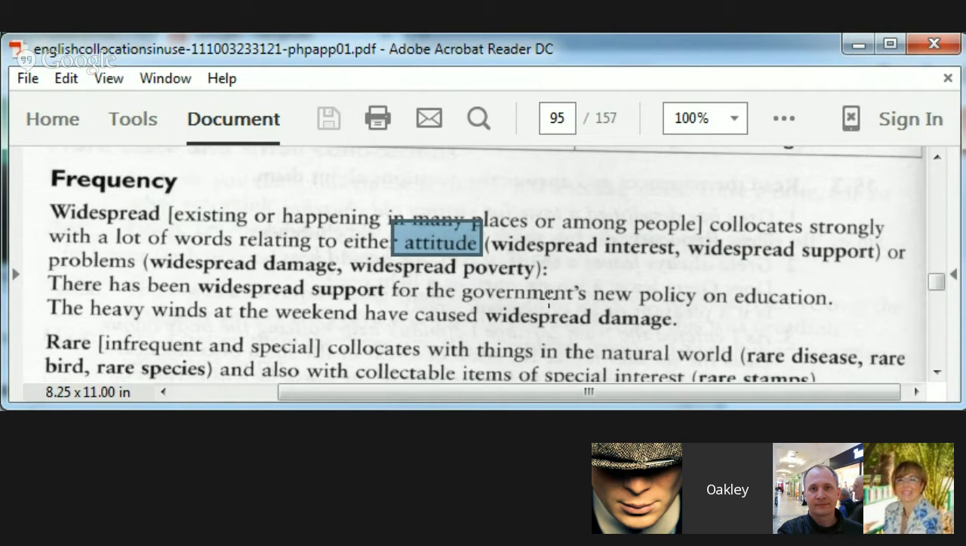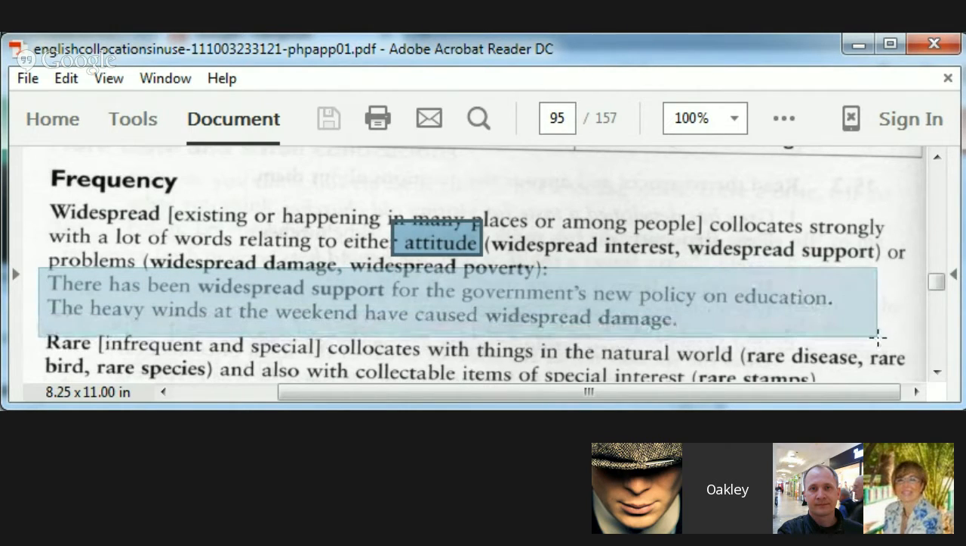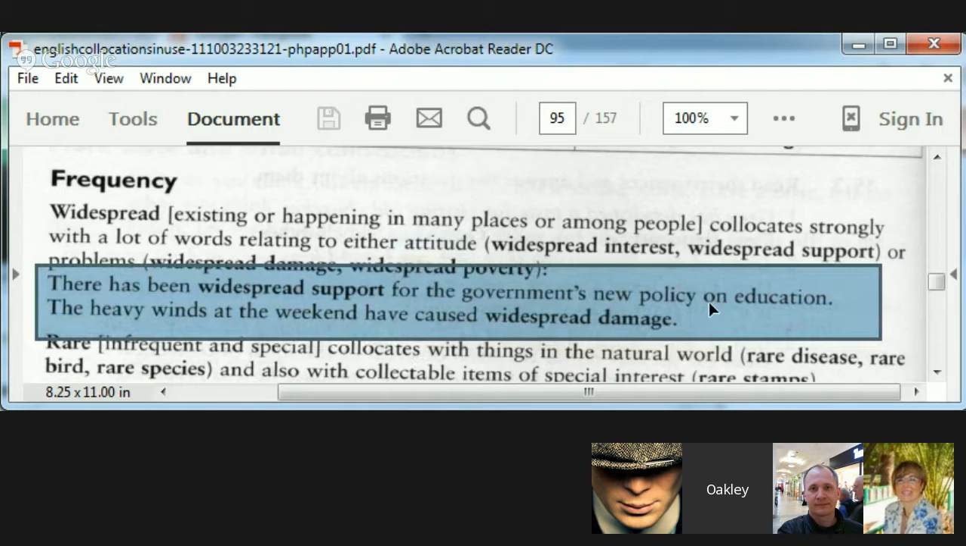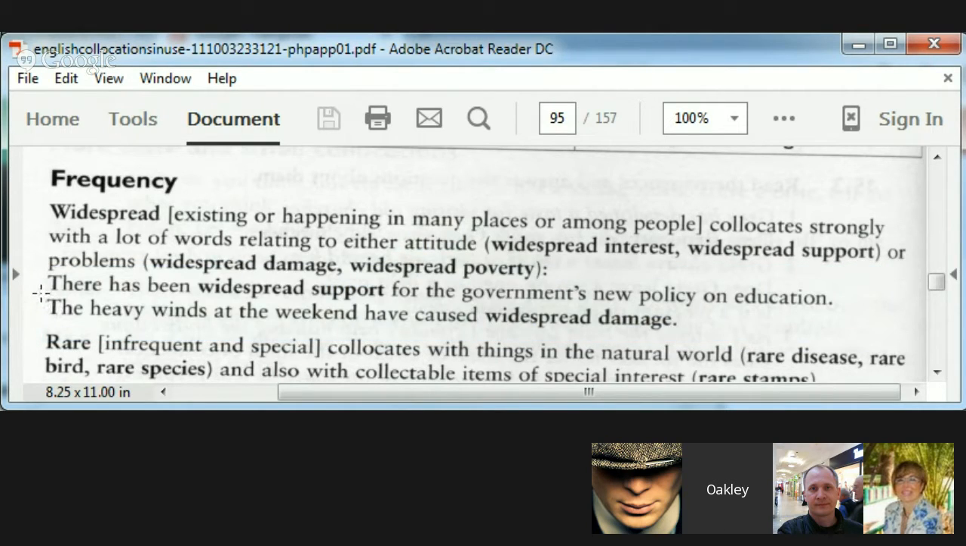Well, I guess that's more problems. Widespread panic. It's very common as a collocation, and a popular band name in the 90s. Anyway, there's been widespread support for the government's new policy, widespread panic in the recent hurricane. Heavy winds have caused widespread damage.